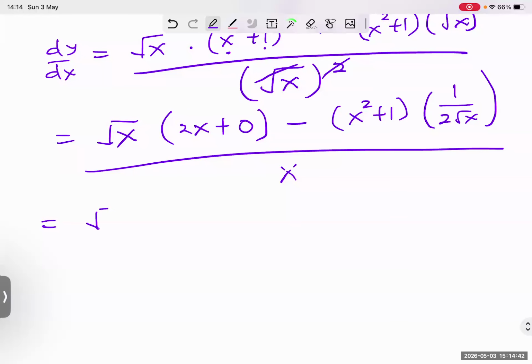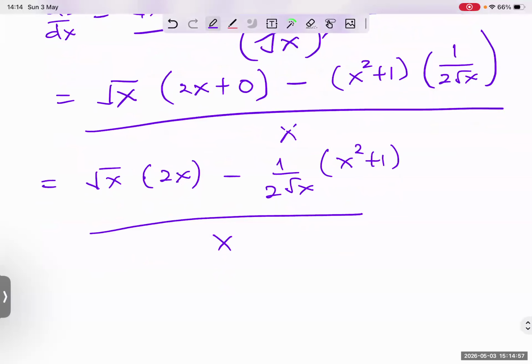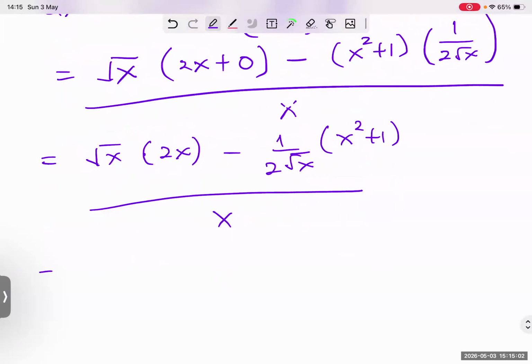Here I'll have root of x times 2x minus 1 over 2 root of x times x squared plus 1, all over x. You can simplify this a little bit, or you can leave your answer as it is. If you simplify this a little bit, we'll have 2 root x, because everything is being divided by x. This x will cancel that x. Then the same x will have to cancel some x's over there.